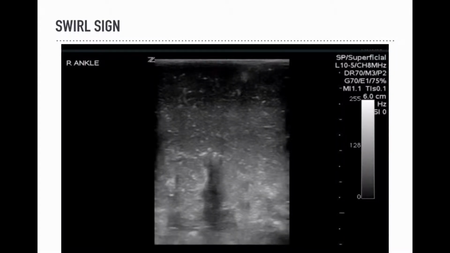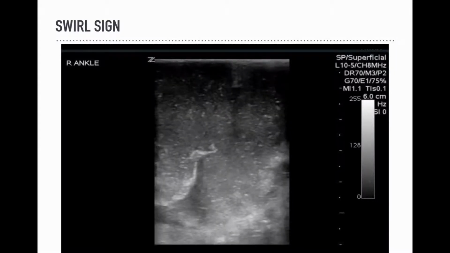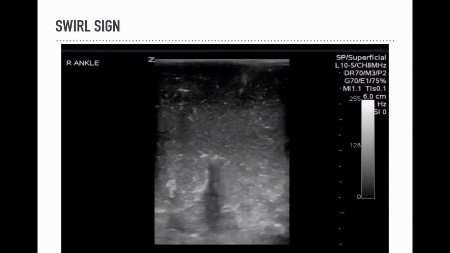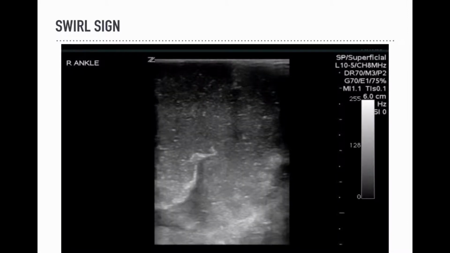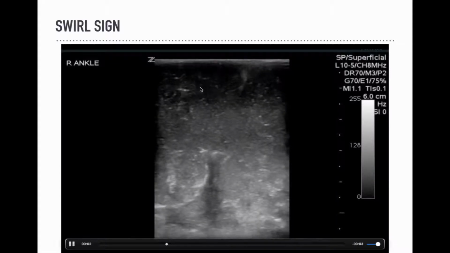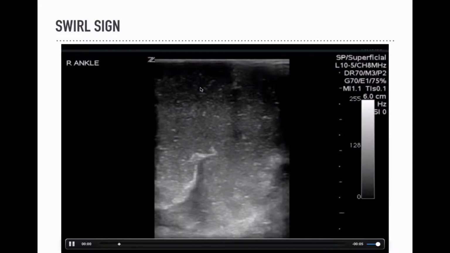Now, sometimes there's so much pus in these pockets, in these abscesses, that it looks like solid tissue. And if that's the case, you just want to give a little bit of pressure. I mean, this can be uncomfortable for patients, but give a little bit of pressure and you'll see these abscesses kind of swirl around. We call this a swirl sign. That pus will just kind of move back and forth.